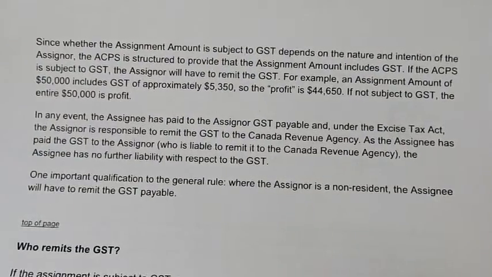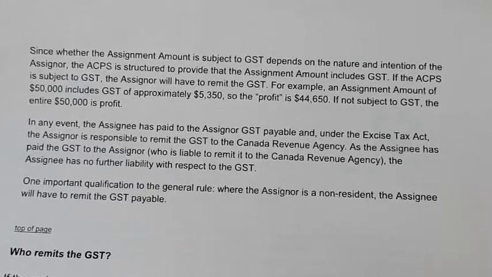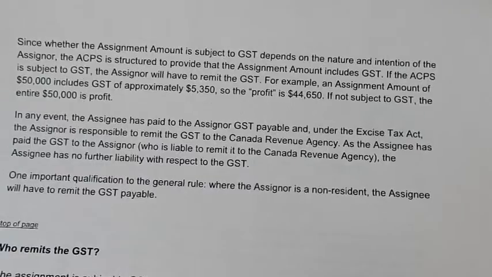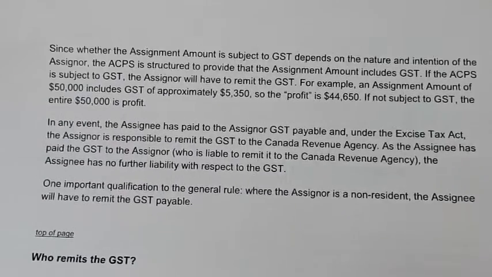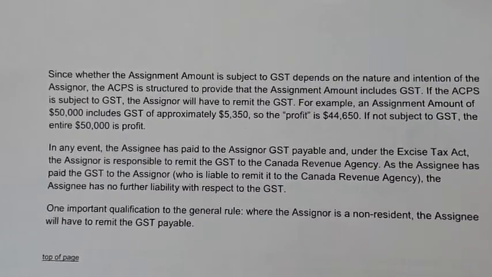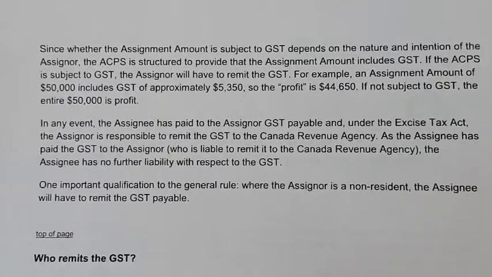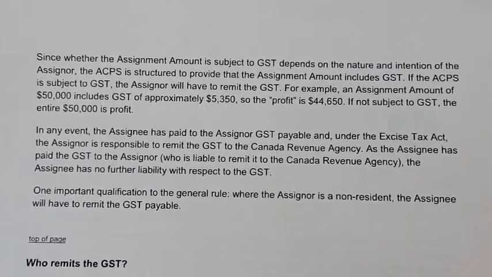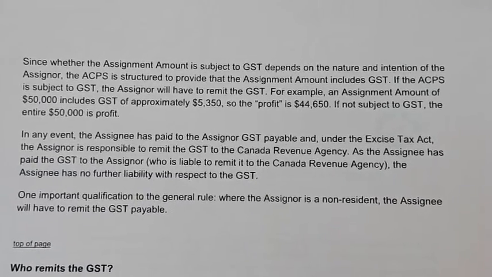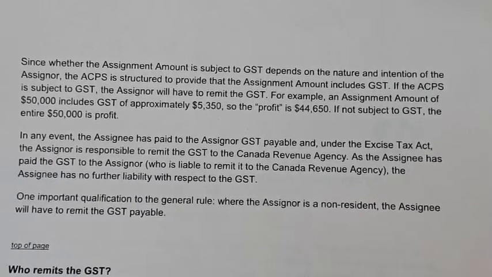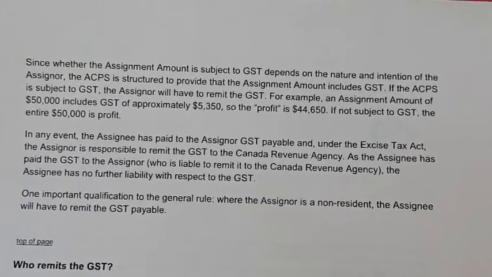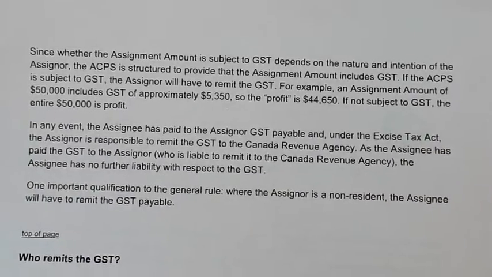Since whether the assignment amount is subject to the GST depends on the nature and intention of the assignor, the ACPS is structured to provide that the assignment amount includes the GST. If the ACPS is subject to GST, the assignor will have to remit the GST. For example, an assignment amount of $50,000 includes GST of approximately $5,350. So the profit is $44,650. If not subject to the GST, the entire $50,000 is profit.